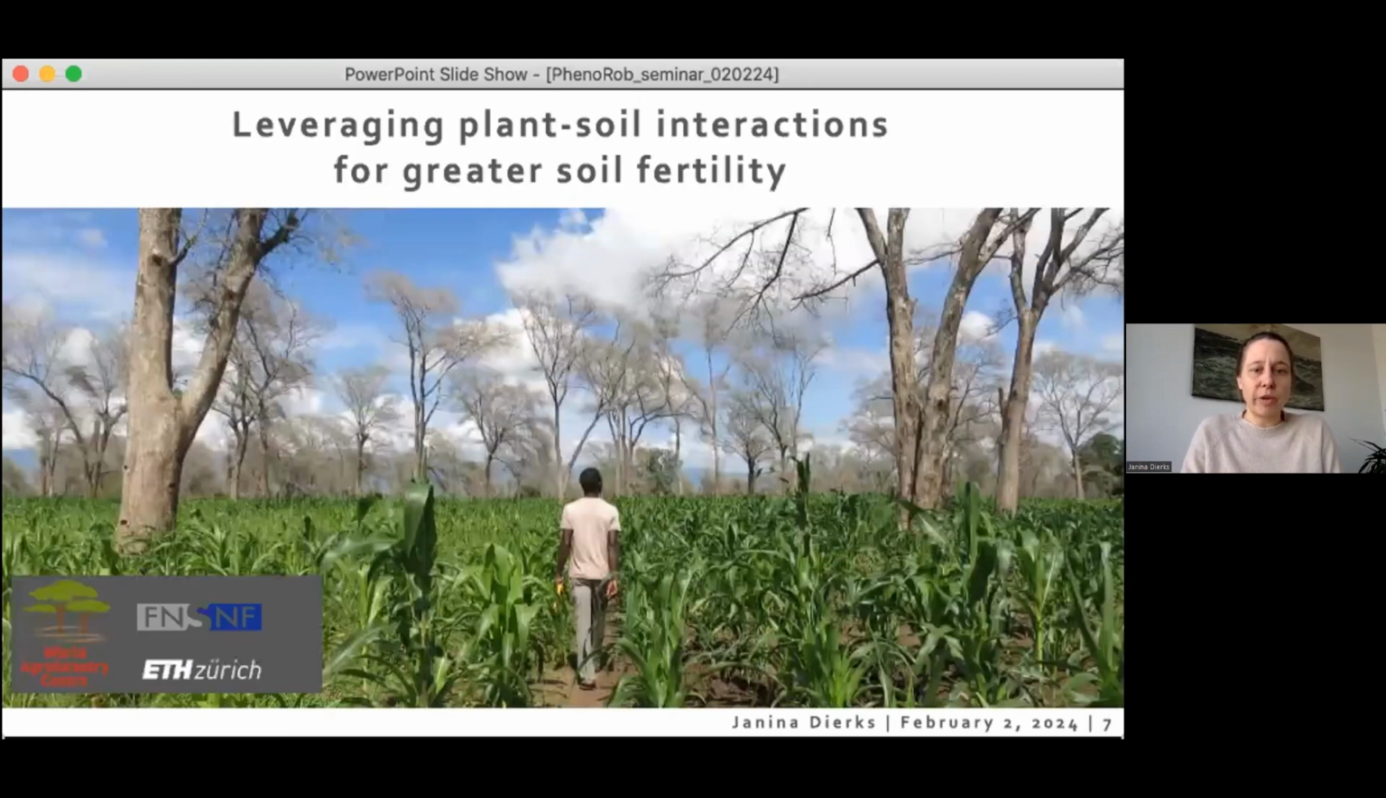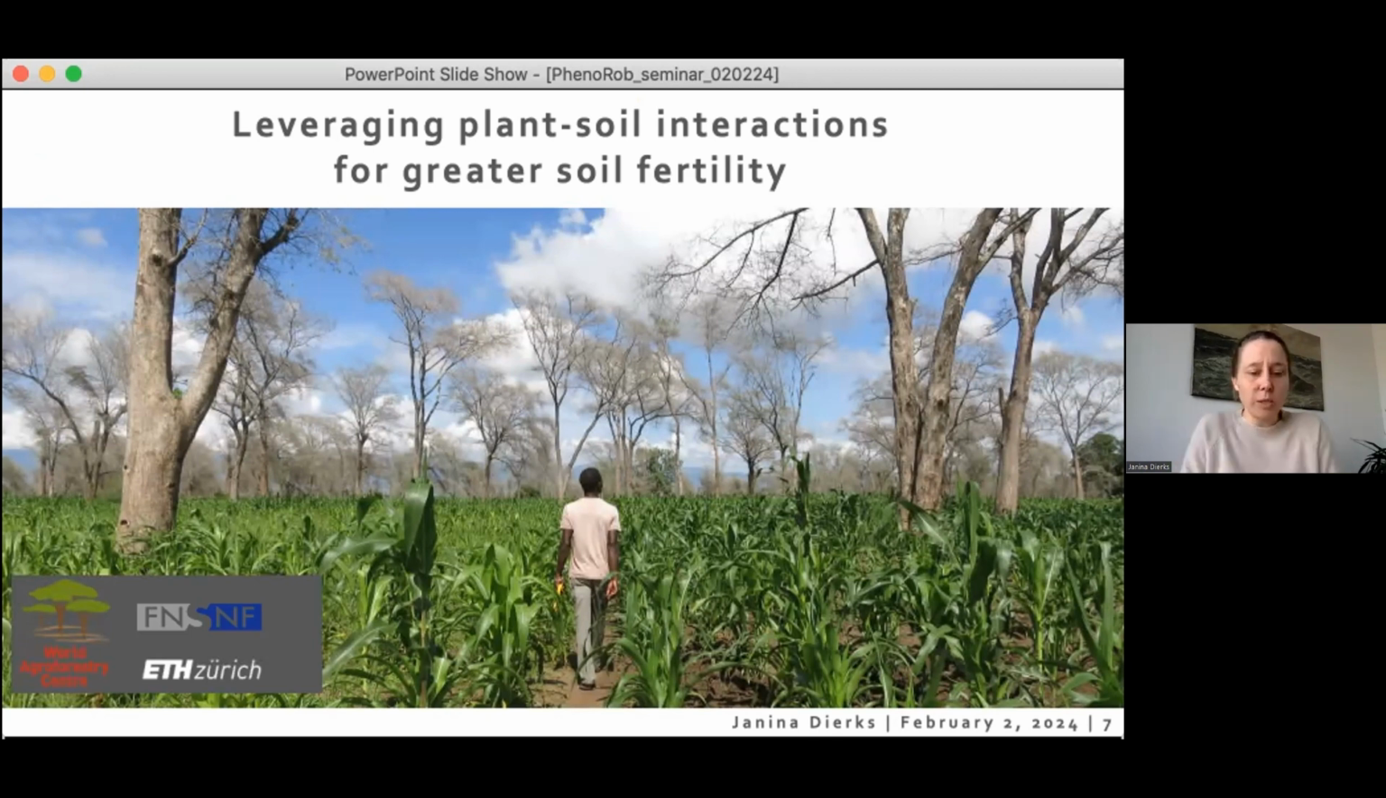This photo shows the farming system. Maize fields of subsistence farmers in Malawi, farmers that have no steady source of income and are relying on their maize yields to feed the family. And the trees, especially nitrogen-fixing Faidherbia, those that you can see in the photo, are commonly distributed throughout smallholder farmers' fields.